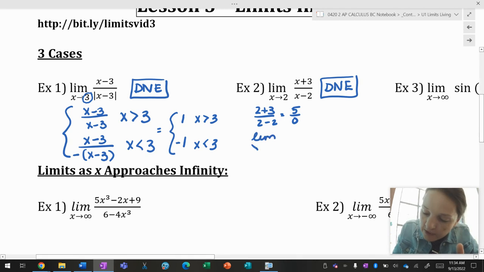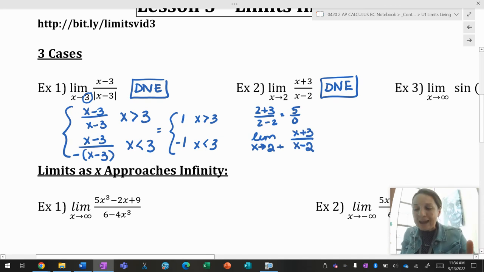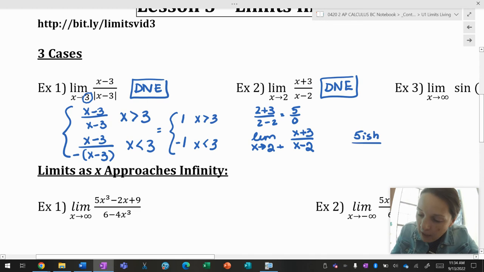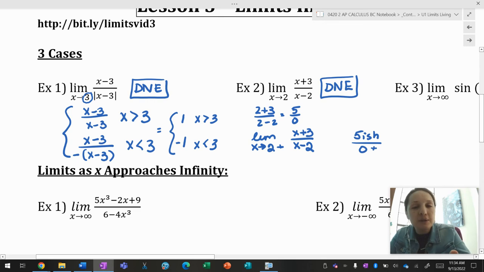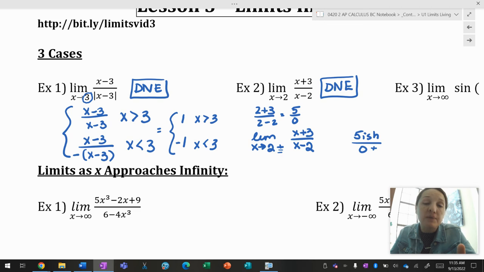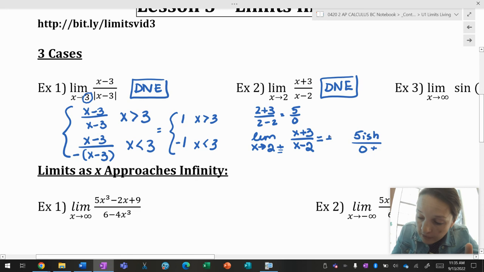So if I look at this as x approaches 2 from the right, and I look at what happens to that, my numerator is 5-ish. I'm not using an equal sign because I'm just thinking right now. And my denominator is 0-ish, but it's 0-ish in a positive kind of way, because if I'm greater than 2, not 2 minus 2, but instead 2.01 minus 2 is close to 0 but positive. So 5 divided by a number close to 0 but positive is going to be positive infinity.